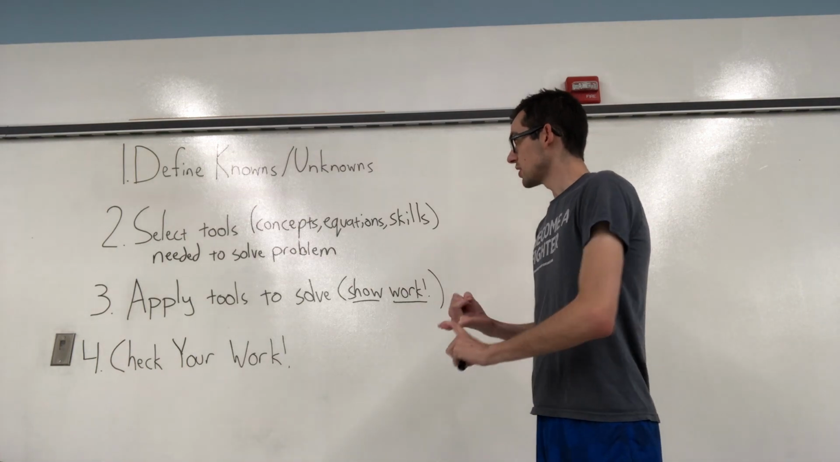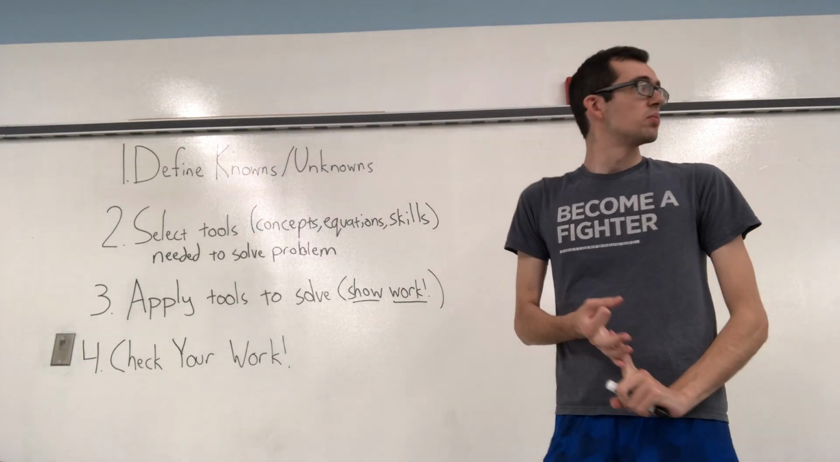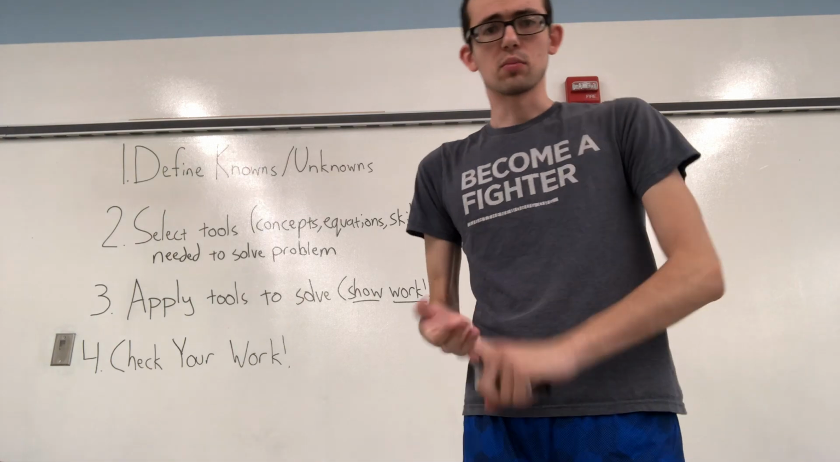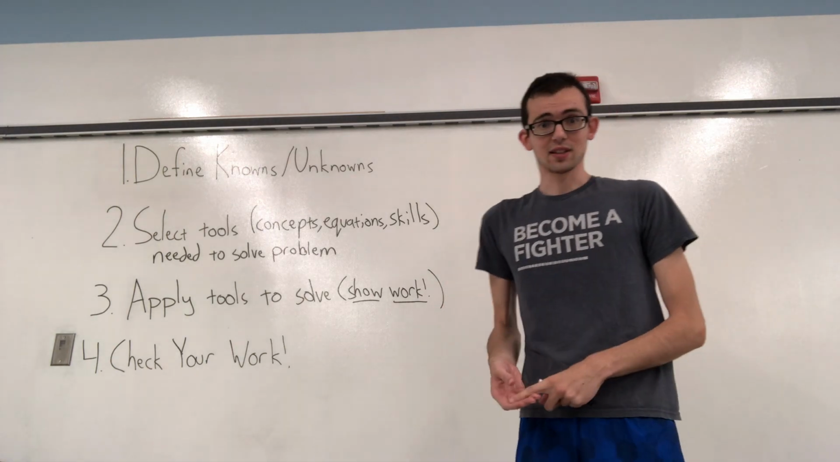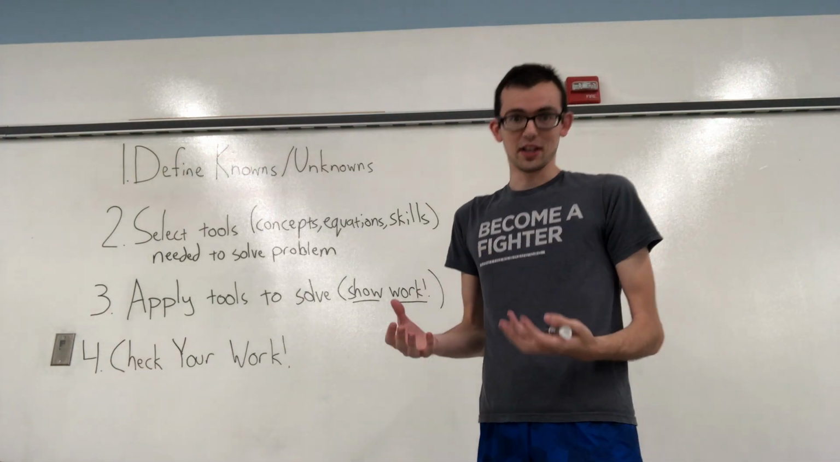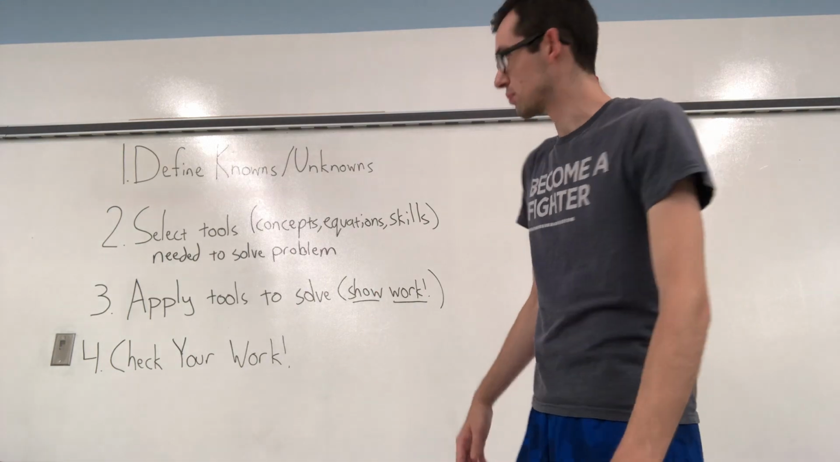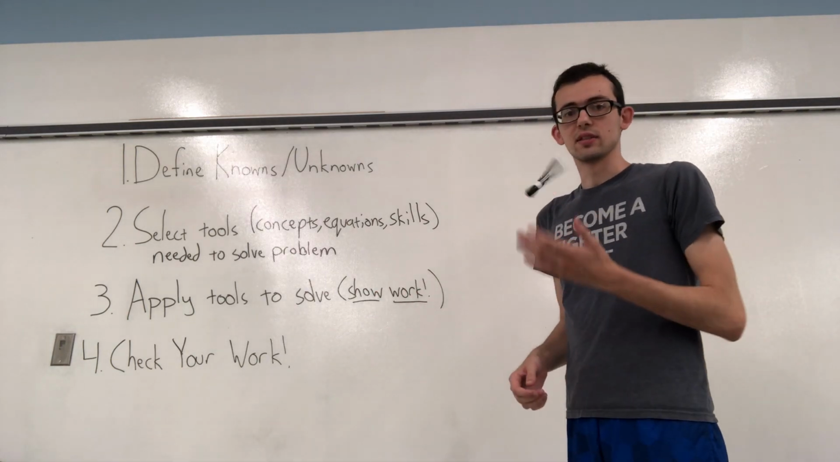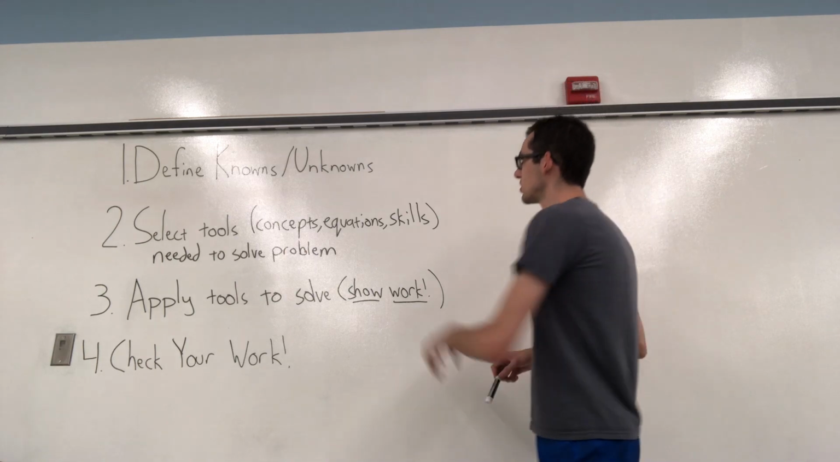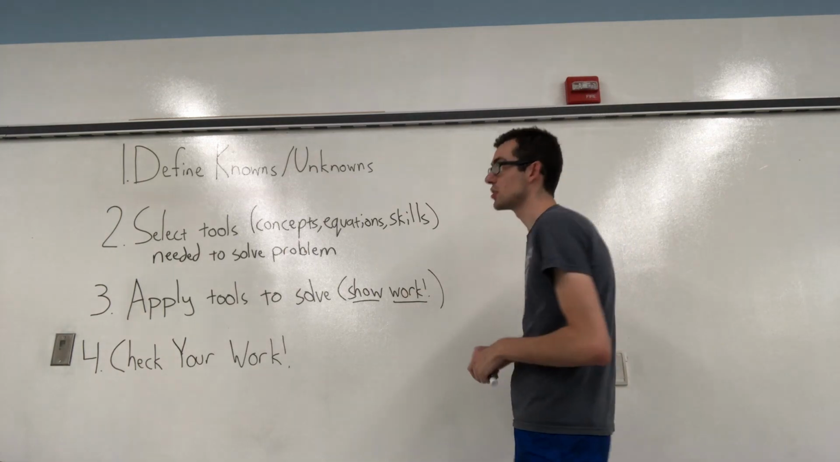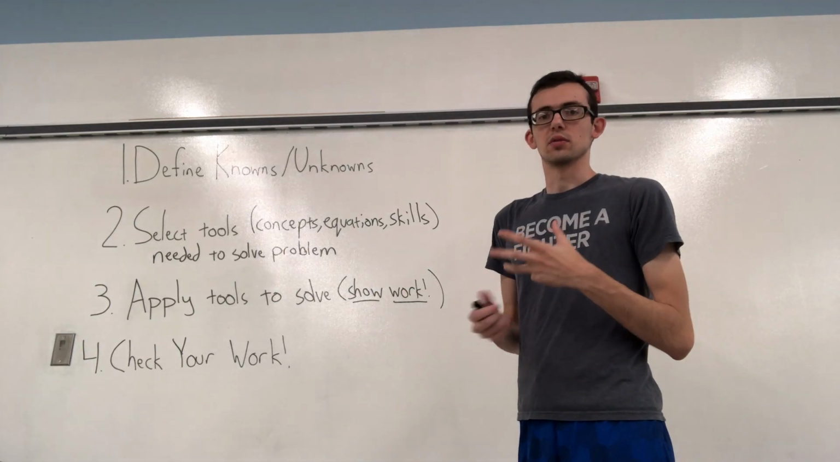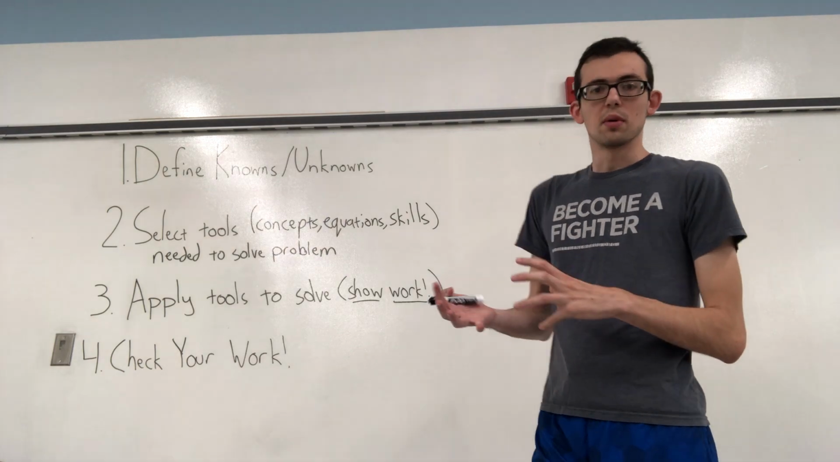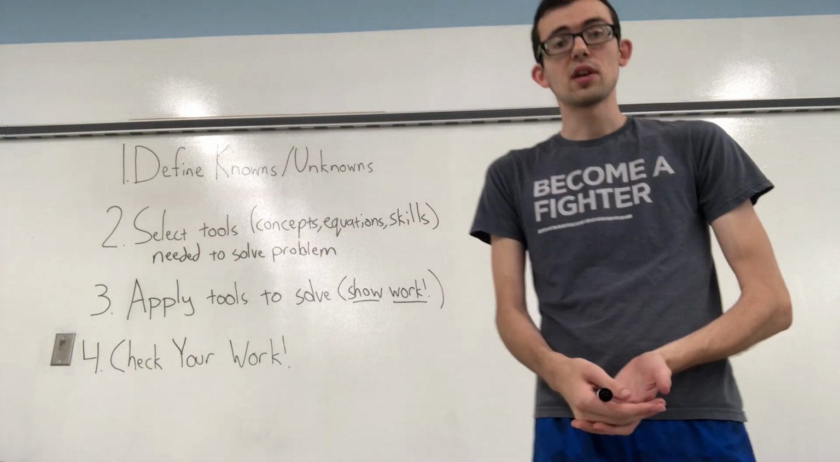So your concepts, your equations, and then skills, this would be general critical thinking skills and problem solving skills. Things like just trying not to make it more complicated than you have to. I'll touch on that in an example in a little bit. So these skills, this mostly is based around your ability to use critical thinking to solve the problem in an efficient way, in a way that makes sense.